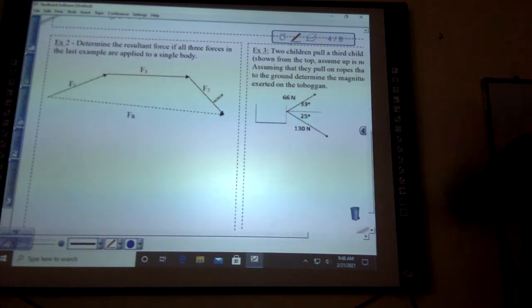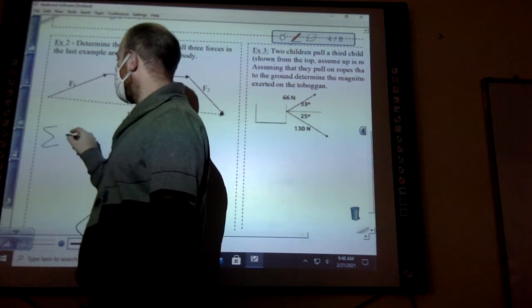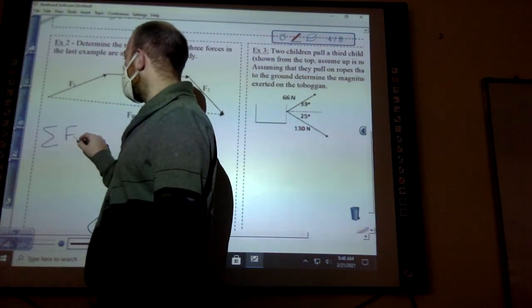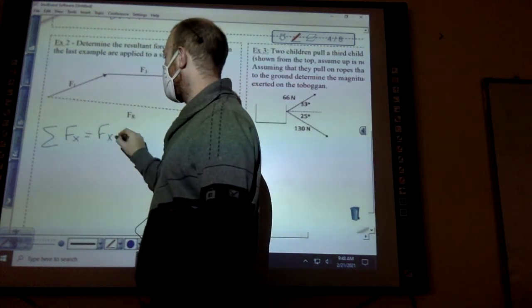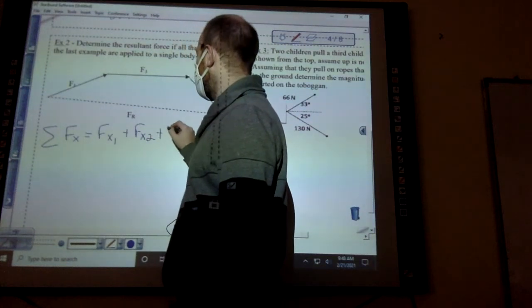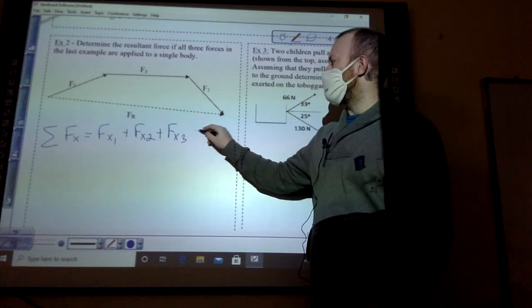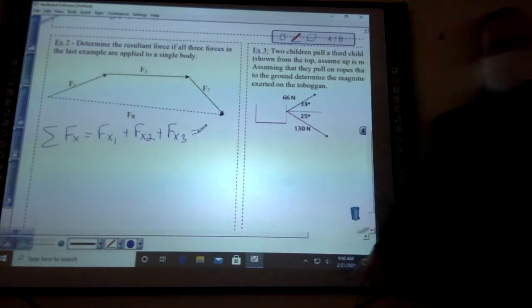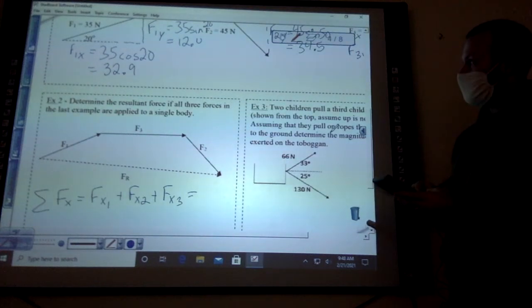So let's go into this. What we want here is the sum of the forces in the x direction. So Fx1 plus Fx2 plus Fx3, and this will give us our resultant. So this one I will actually do. 9.